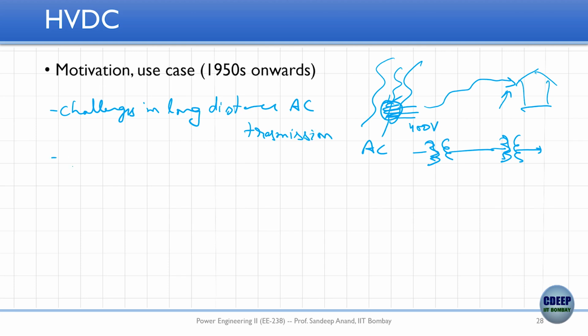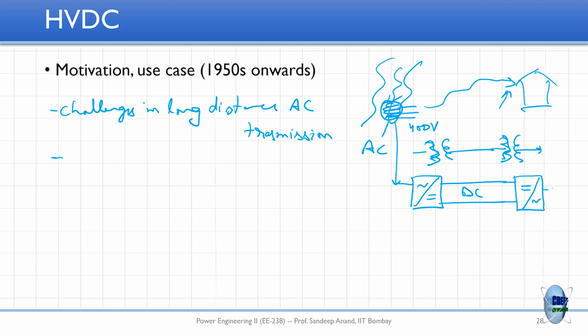And therefore, people thought, let's try to use a combination of AC and DC. Let the generation be AC using a synchronous machine. I will pass it through a box and convert it into DC, and that DC will run over a longer distance. I will pass it through another box which will convert it into AC. You remember these symbols? And this can go to the load.